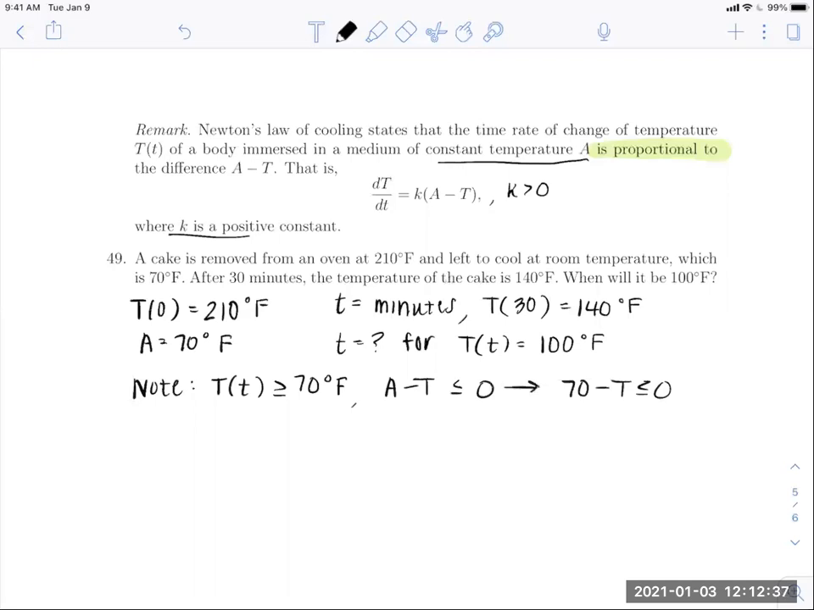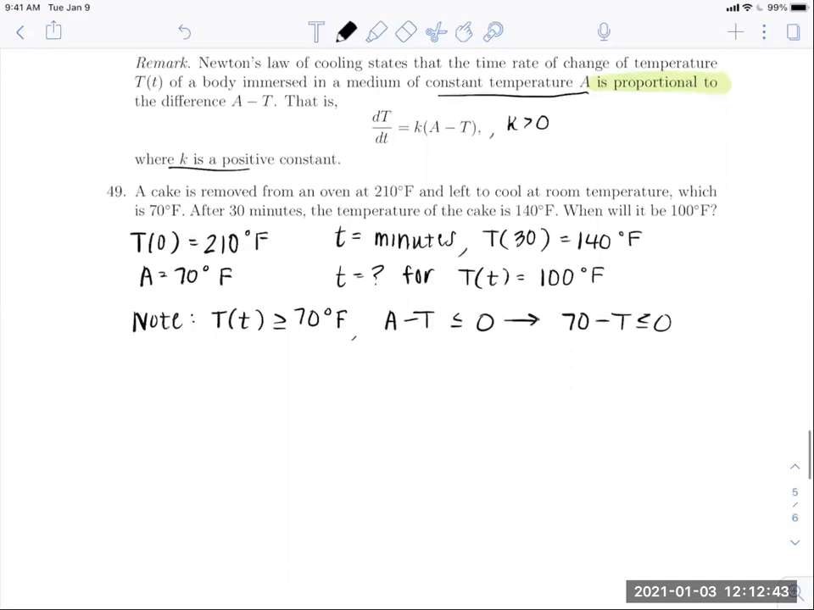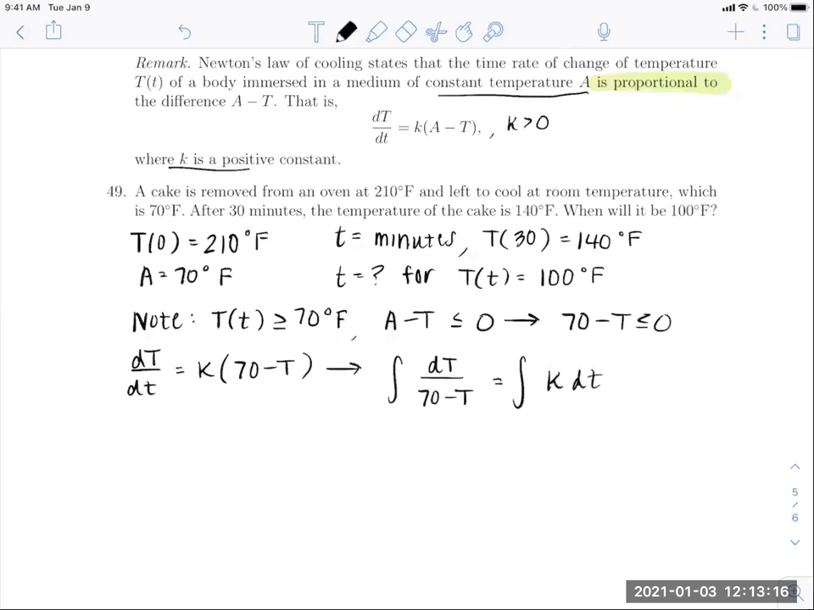Okay, so what I'm going to do here is set up my Newton's law of cooling. I have dT/dt is k, some constant, times 70 minus T. Now let's go ahead and separate variables. I have the integral of dT over 70 minus T equaling the integral of k dt.